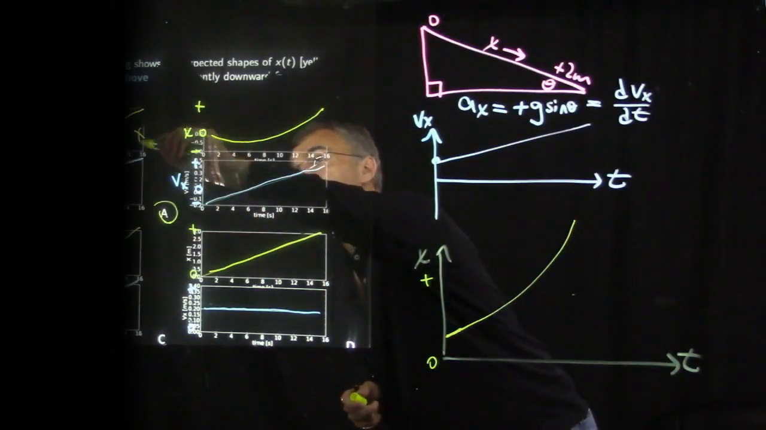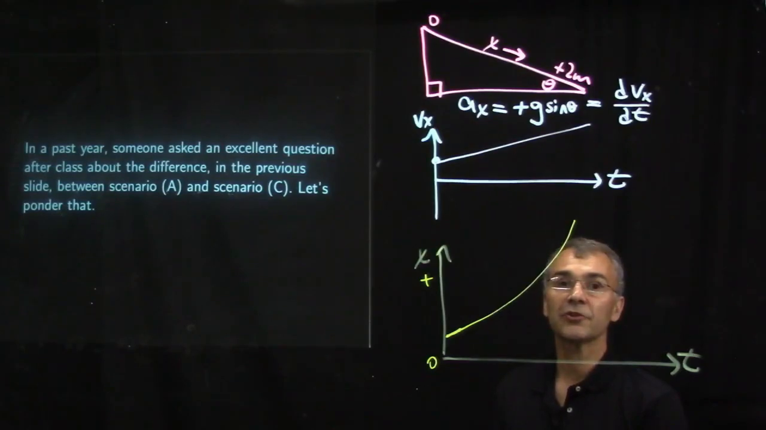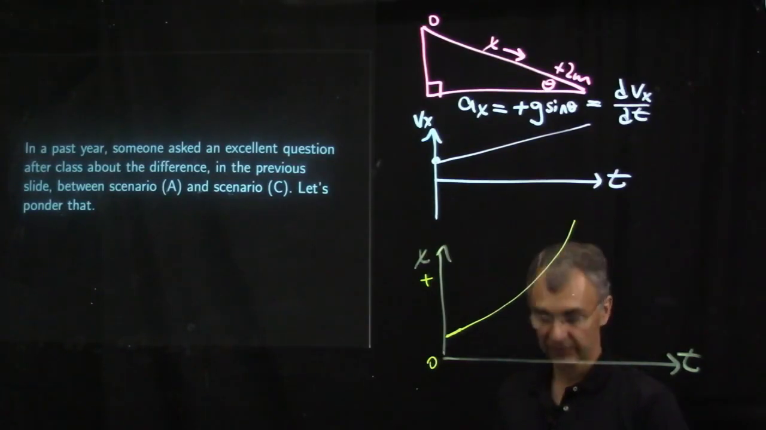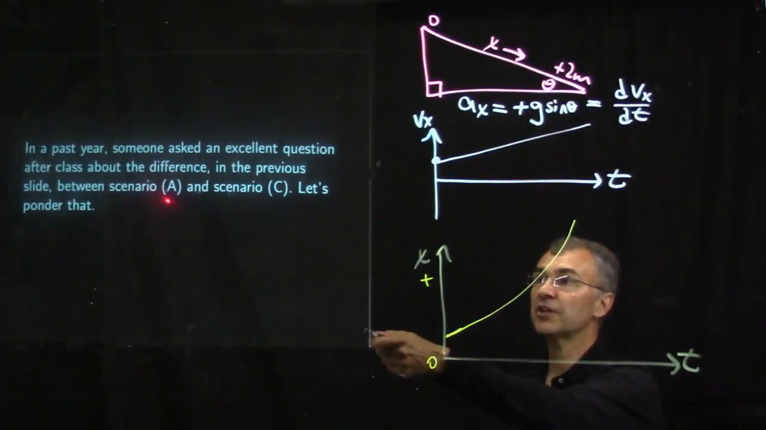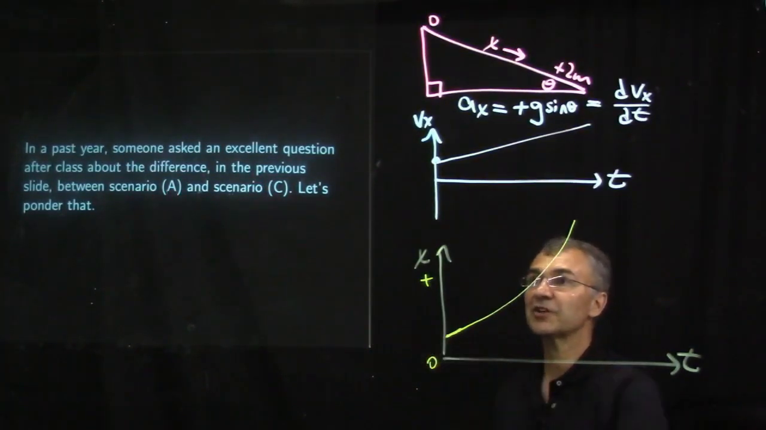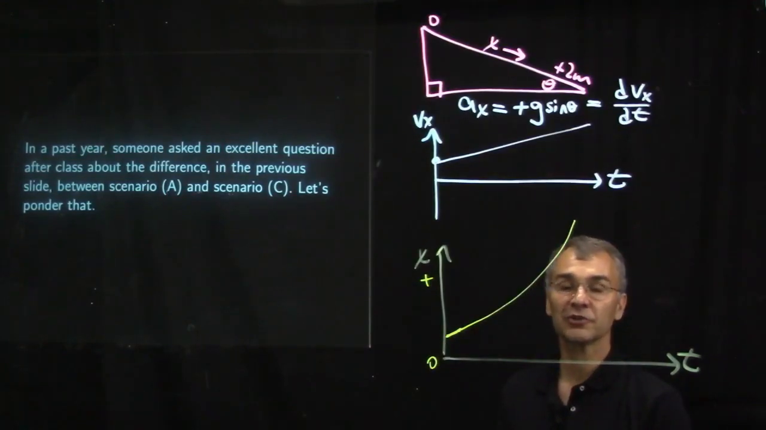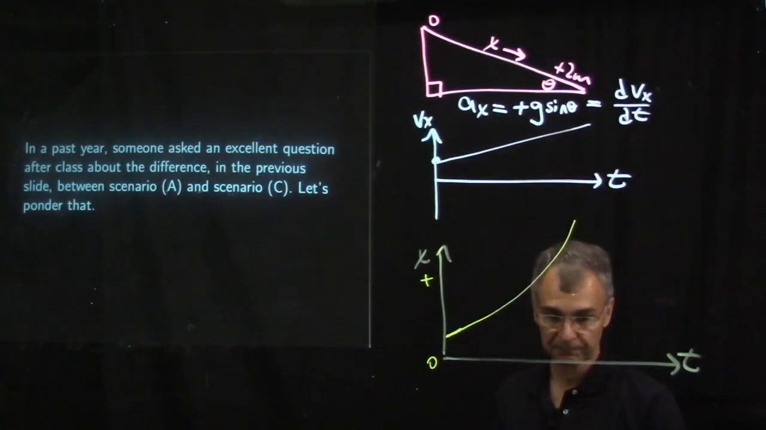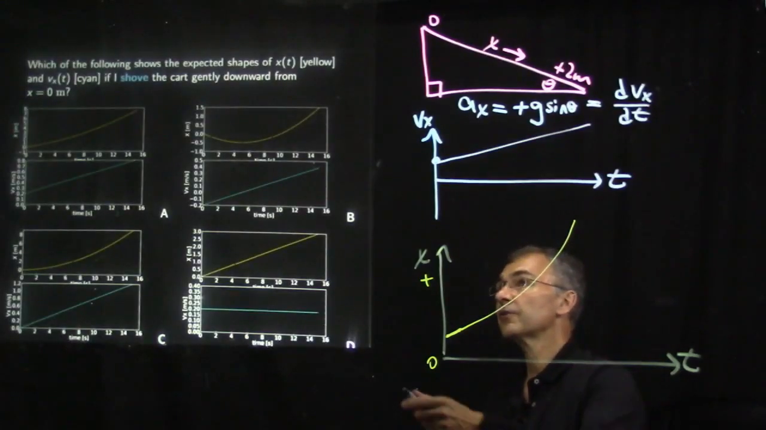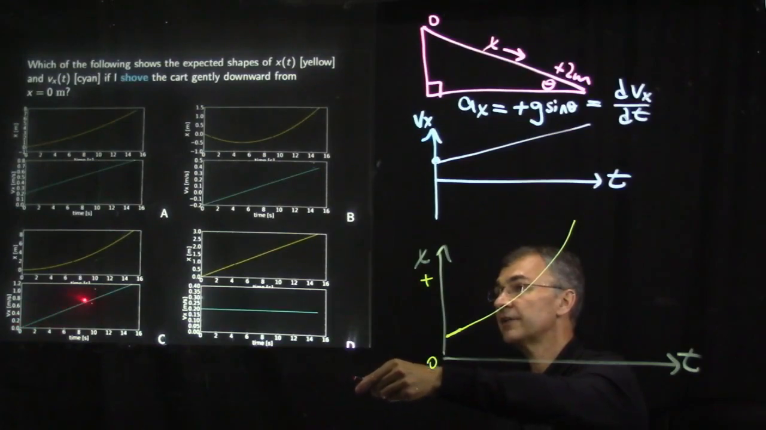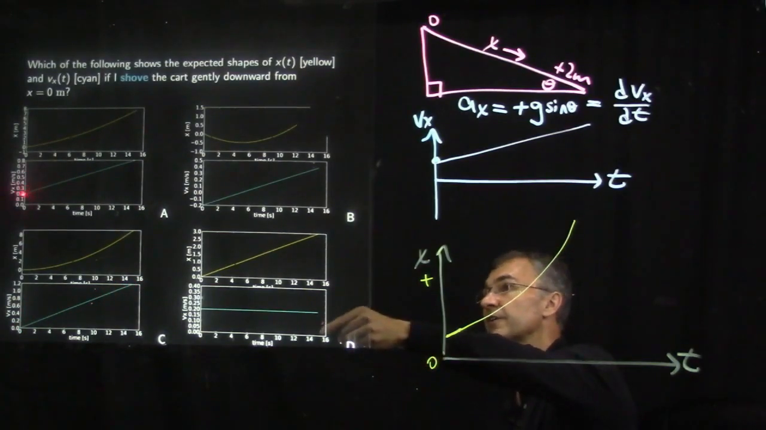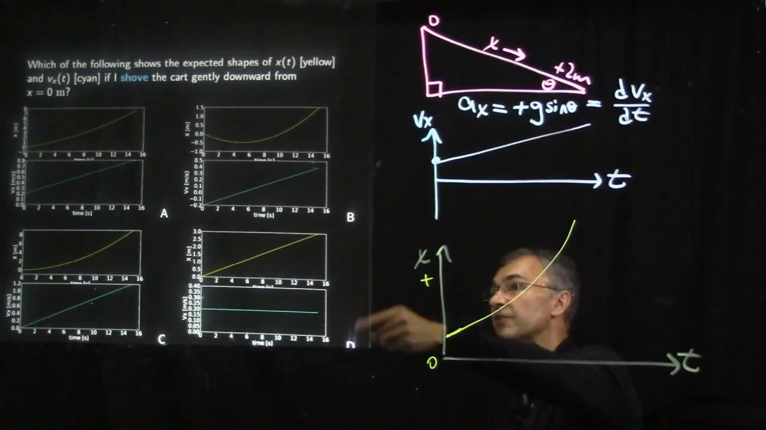It's this guy. By the way, in class a couple years ago, somebody asked an excellent question after class about the difference in that previous slide between scenario A, alpha, and scenario C, Charlie. Let's look more closely at the difference between A and C. So in C, the velocity starts out at 0 and increases. Here the velocity starts out positive and increases.